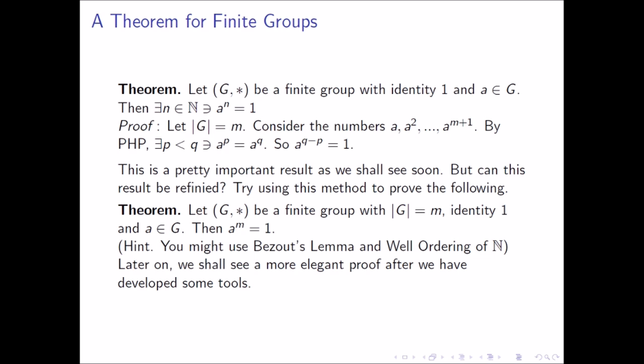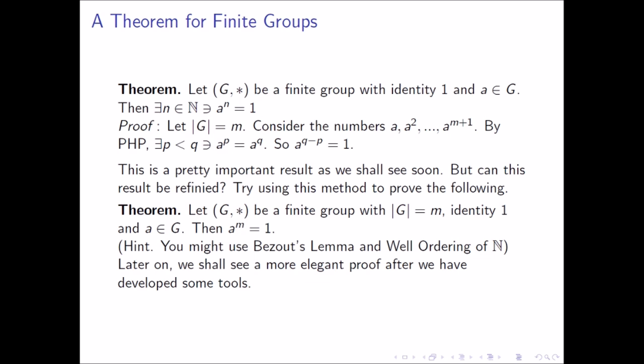If n is 1, then A is the identity, and we are done. That A is the inverse of itself. Otherwise, A power n minus 1 turns out to be the inverse of A. Can you check it? Yes. So suppose the size of G is m. We consider the numbers a squared, dot dot dot, a power m plus 1.